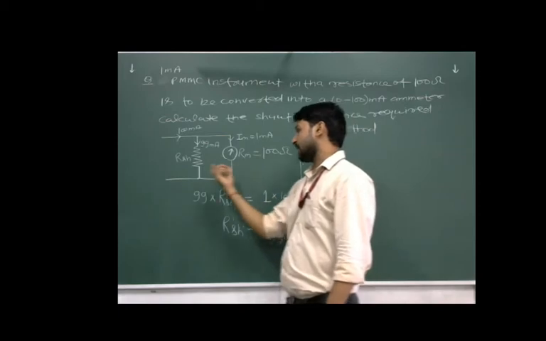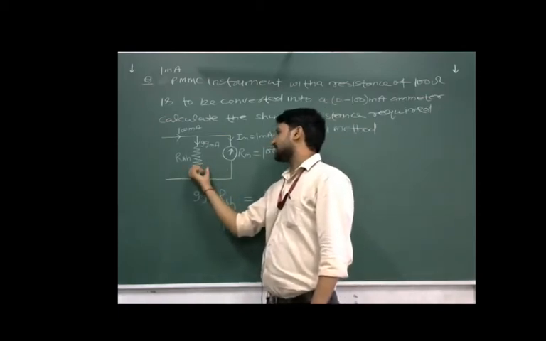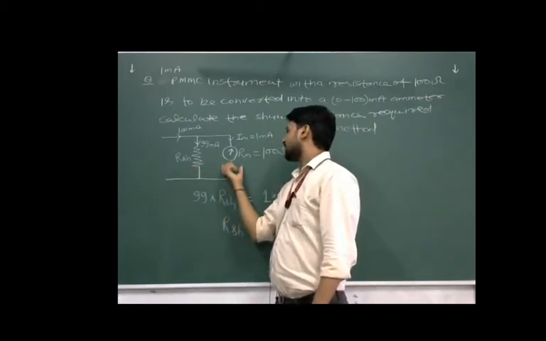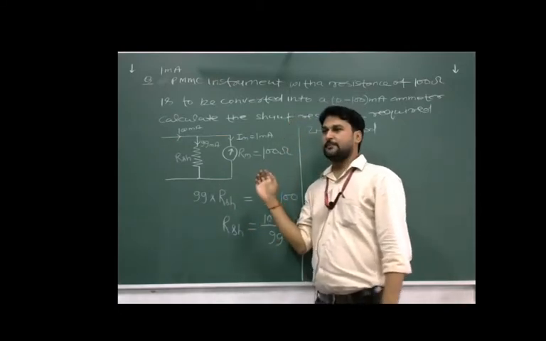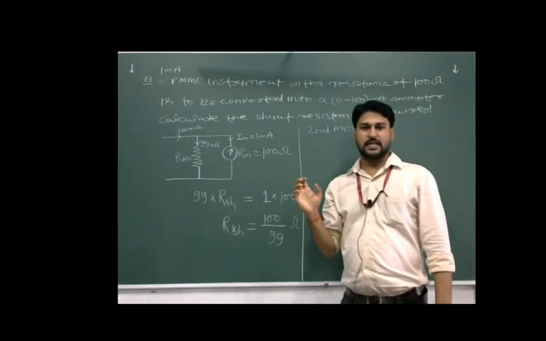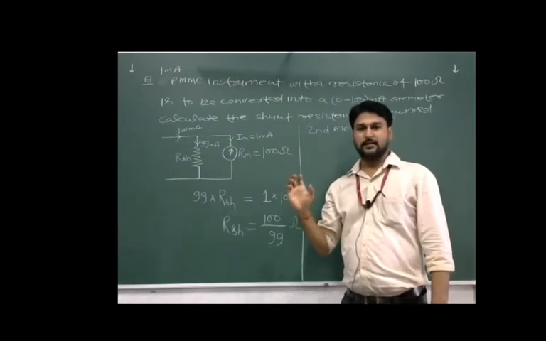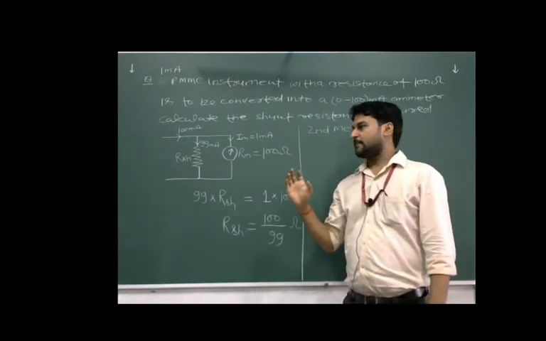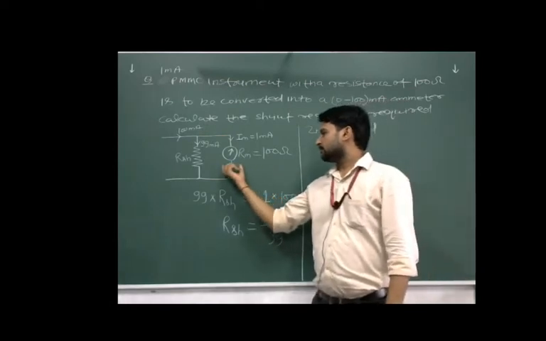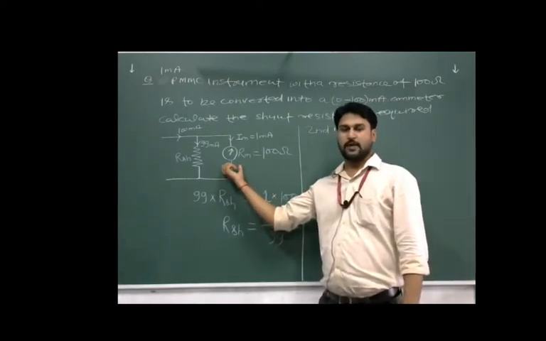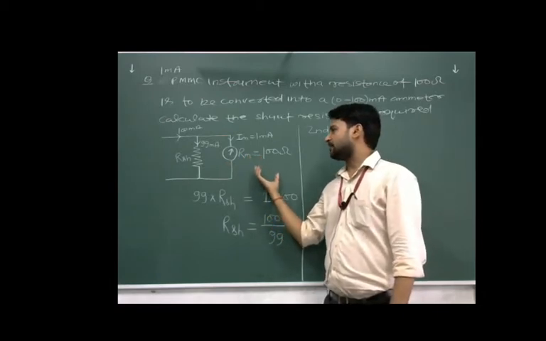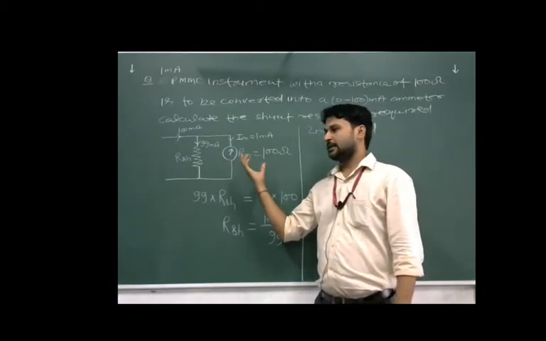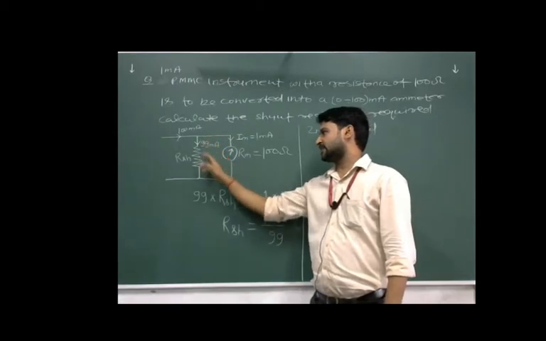But we have to increase the range of this instrument from 1 milliampere to 100 milliampere. So we have to connect a shunt resistance across the PMMC instrument, because the total current I have to measure is 100 milliampere, and the current that can be measured by the PMMC instrument is 1 milliampere. So where will the remaining 99 milliampere go? The remaining 99 milliampere will pass through this resistance.